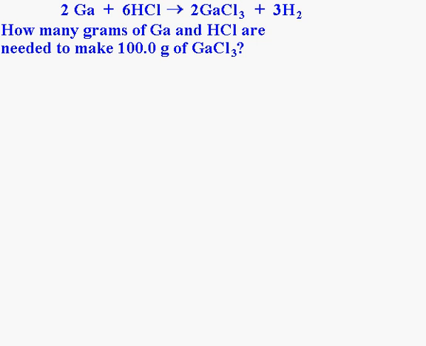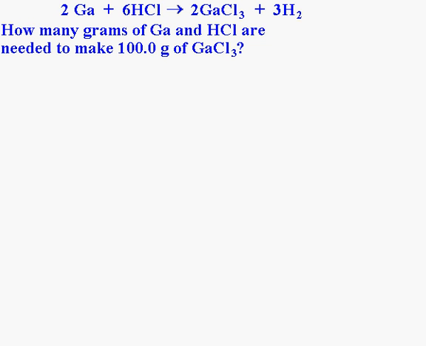This example is your first introduction to complete stoichiometry. In this example, I'm given a chemical equation that's balanced, and I'm given a certain mass of product. And the question is, what mass of each reactant is needed to make this mass of product? This is the power of stoichiometry.